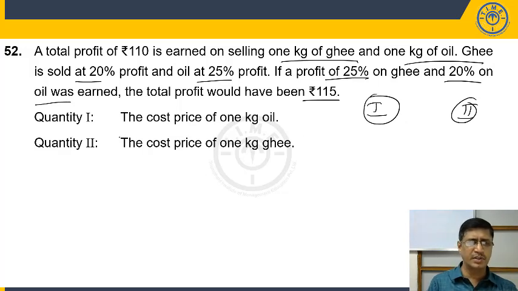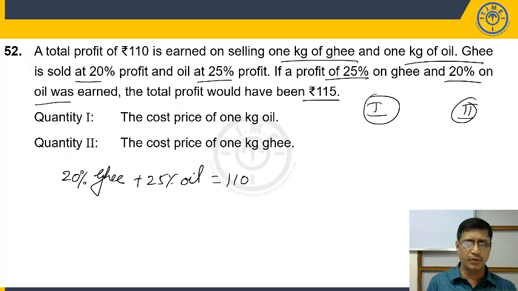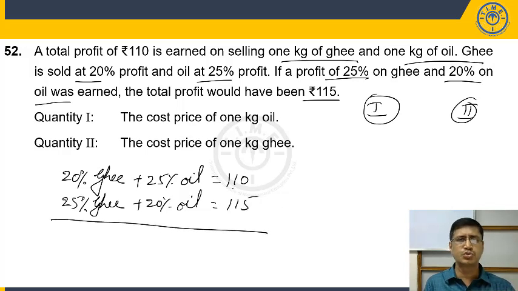My dear students, if you observe this carefully, in the first equation we get 20% profit on ghee and 25% profit on oil. What is the total profit? 110. Whereas on the other side, what is it saying? 25% on ghee and 20% profit on oil. It would have been how much rupees? 115. Now, just simplify these two equations. You can come to know which value is more than the other one. Now, which value is more?